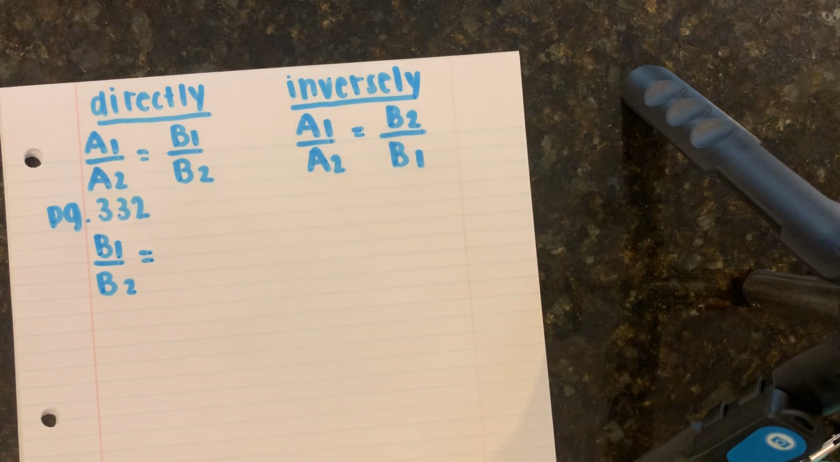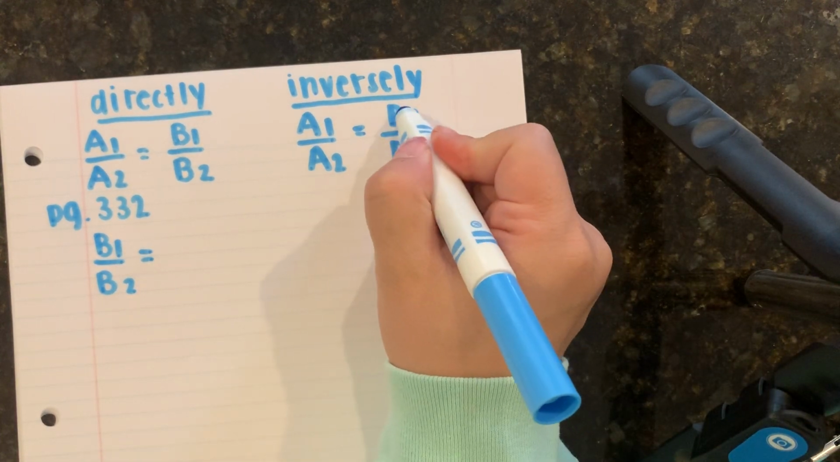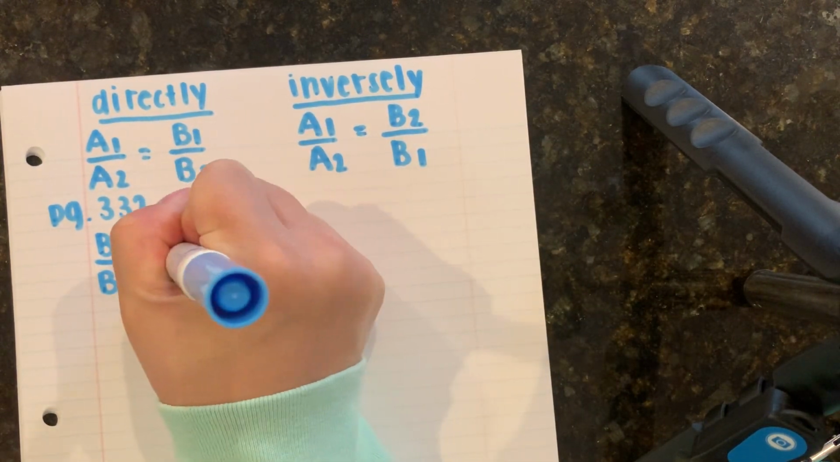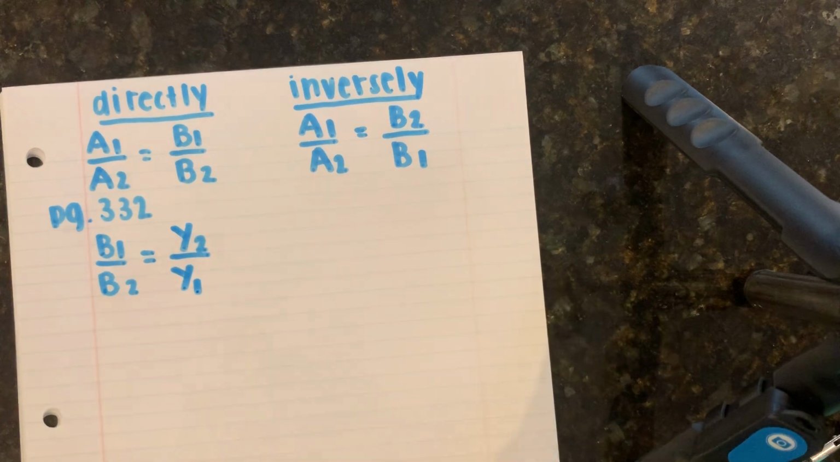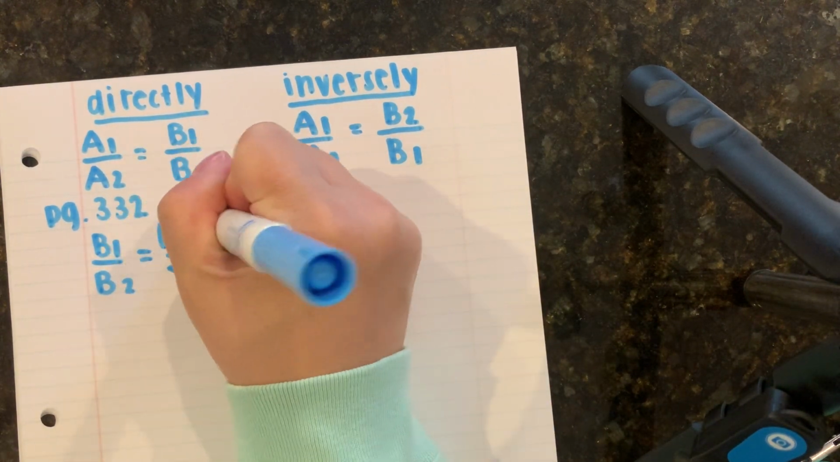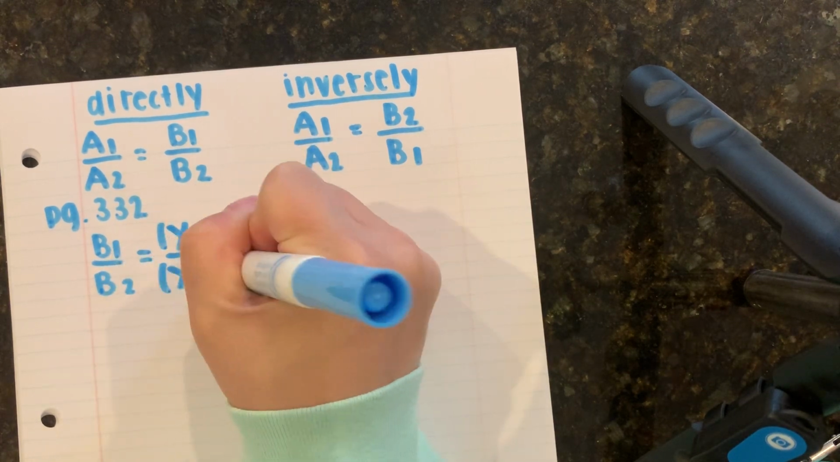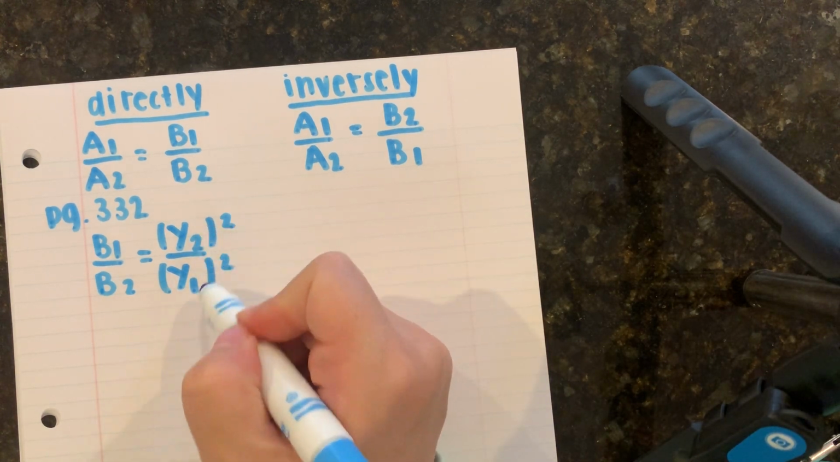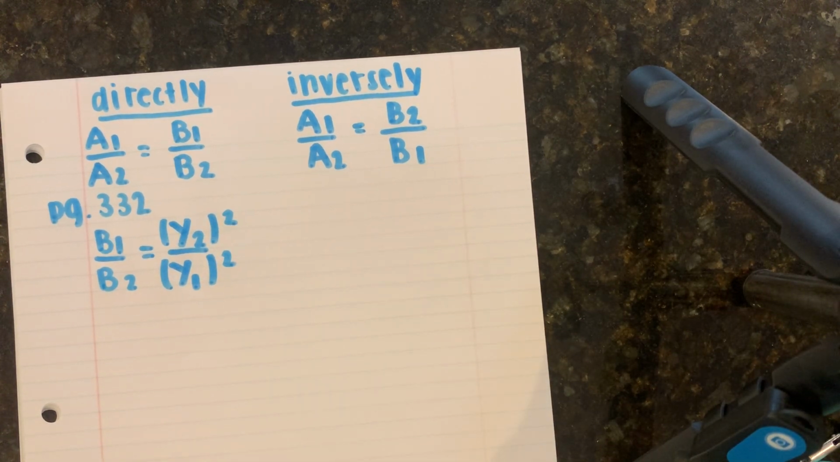And it's varying inversely as yellows squared. So instead of B, I'm going to use Y because it's yellows. So I'm going to have Y2 over Y1. But the other thing I need to recognize is that it says yellows squared. So that means that I have to square both of these values. And now when I input my variables, I just need to remember that whenever I plug in the yellow, I have to square it. So it says that if 100 blues go with 2 yellows, that's my initial.